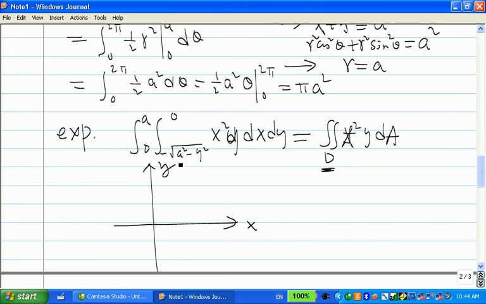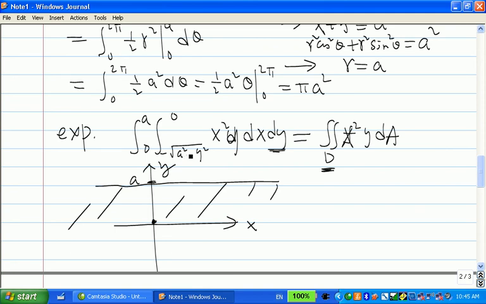Let's see what is region D. Okay, this one is dy go outside. Your y is between 0 and a. Here is a. So anything in this strip, they have their y coordinates between 0 and a, right?